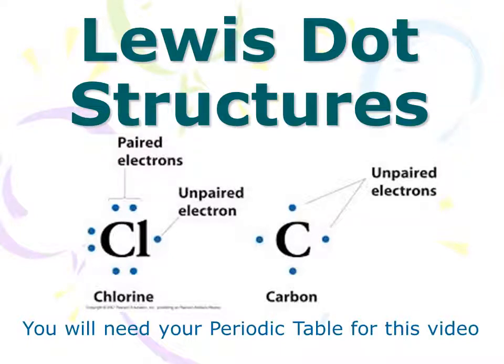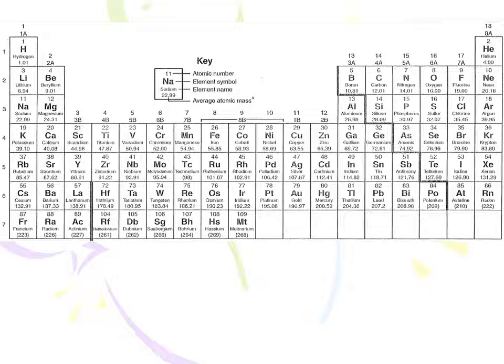Okay, now we learned how to count atoms. We're going to learn about Lewis dot structures of a single element. Let's review. On the periodic table, how do we figure out how many valence electrons an atom has?